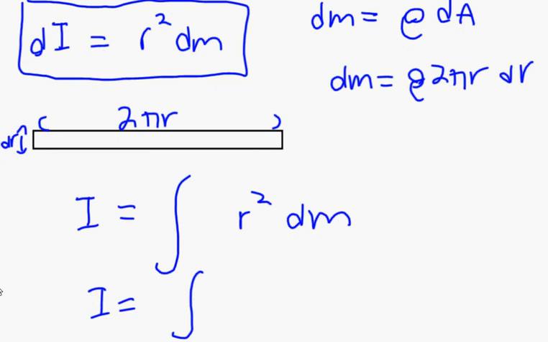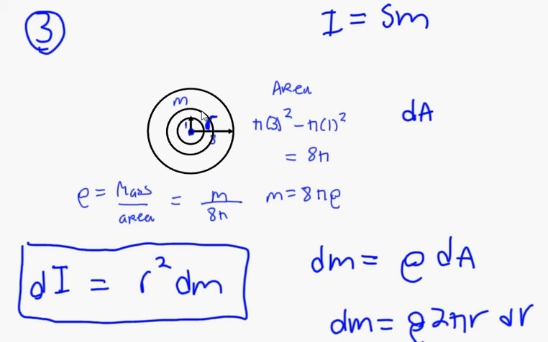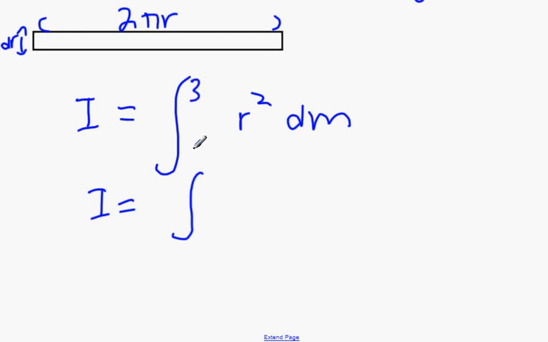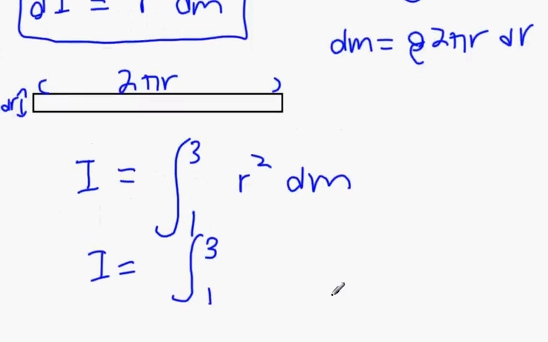3 to 1. I'll explain now why it's 3 to 1. Do you remember, it starts at 1 and ends at 3? So it's the integral from 3 to 1, because there's no mass below 1, so it can't be 0 to 3. r squared dm gets changed into 2 rho pi r, and r squared makes r cubed dr.